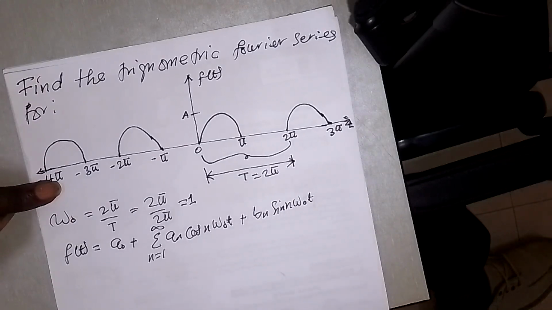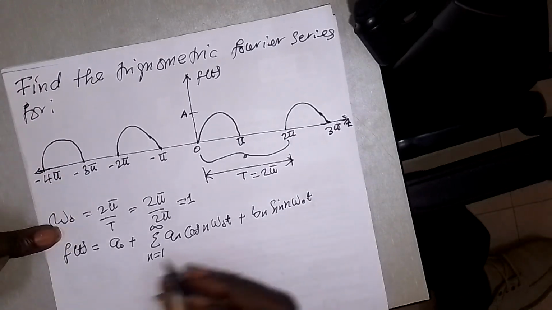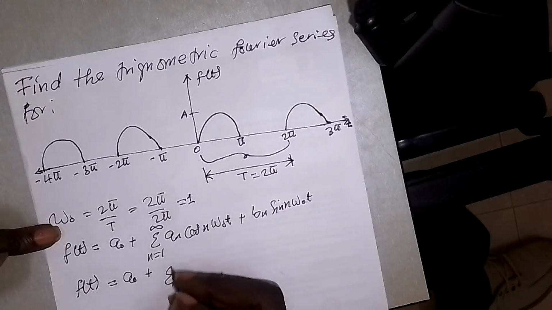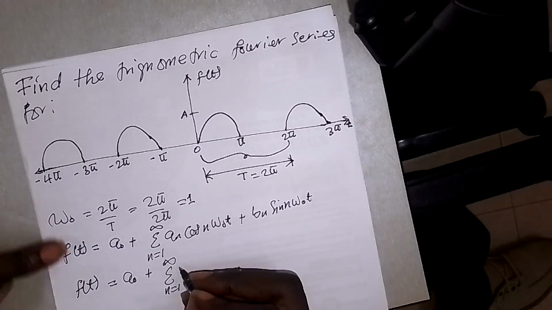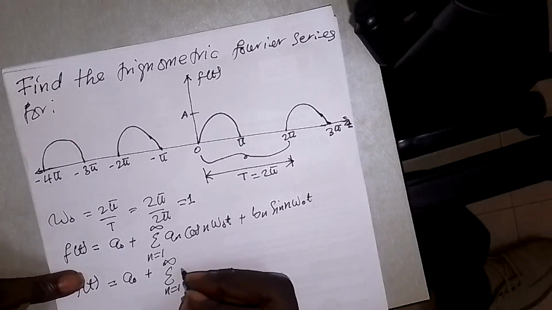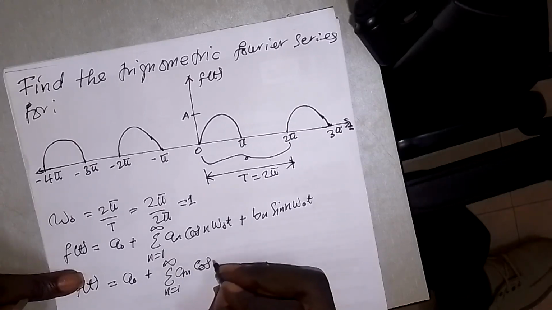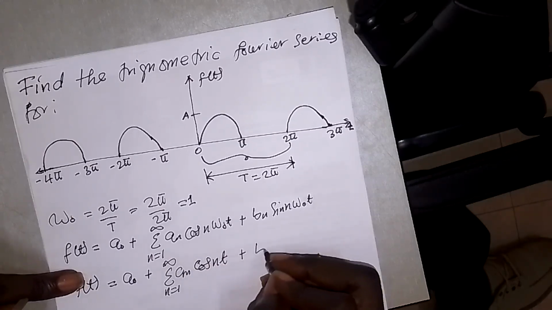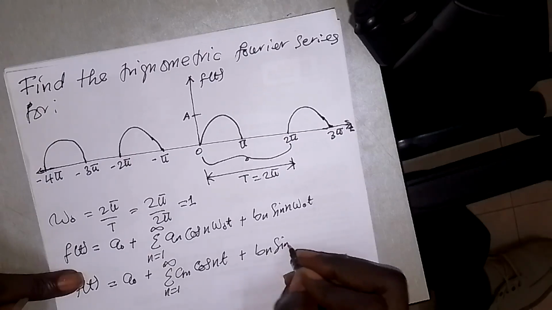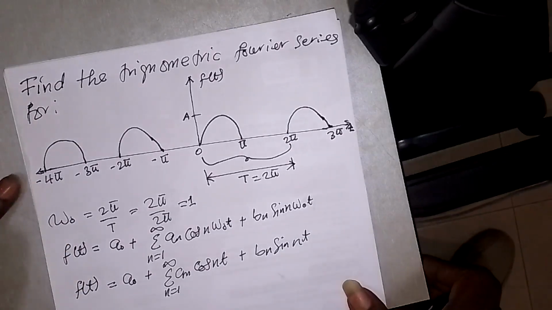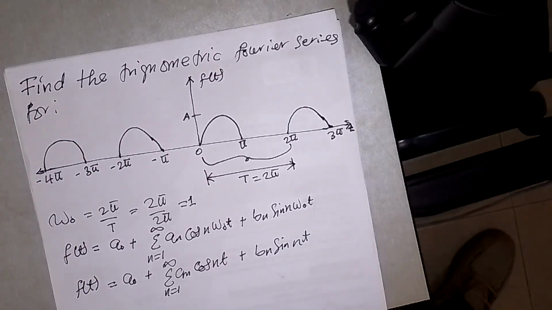So if I say f of t is equal to a naught plus the sum with n from 1 to infinity of an cos n t plus bn sin n t, because omega naught is 1.